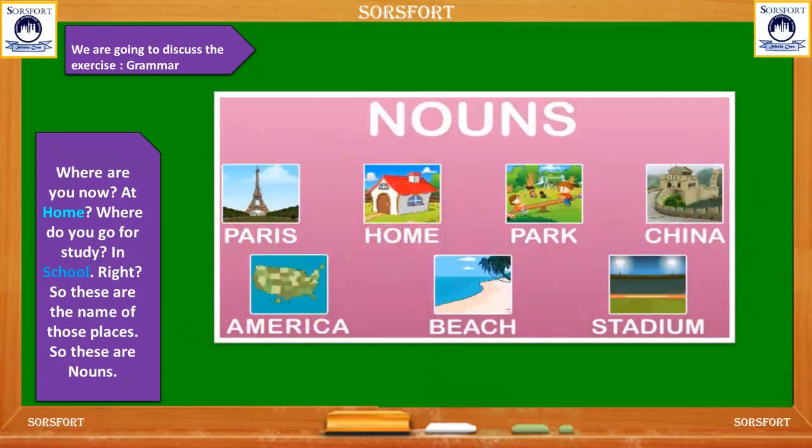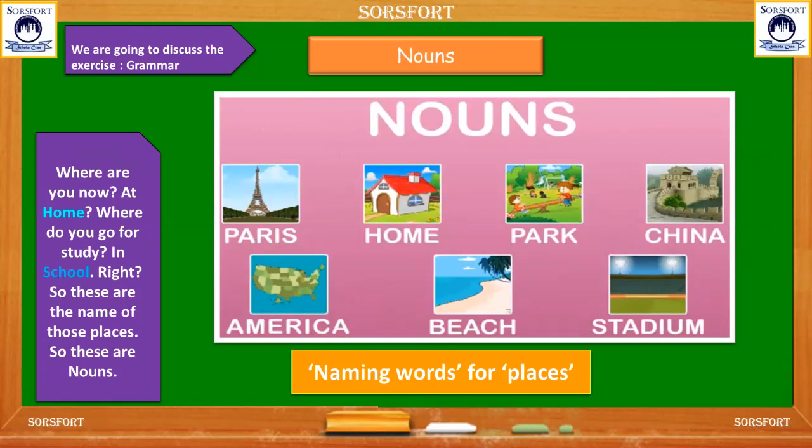Now, where are you now? At home? Where do you go for study? In school, right? So these are names of those places. So these are nouns. You can see city names like Paris, home, park, China, America, beach, stadium. Different types of places' names. So these all are naming words of places.